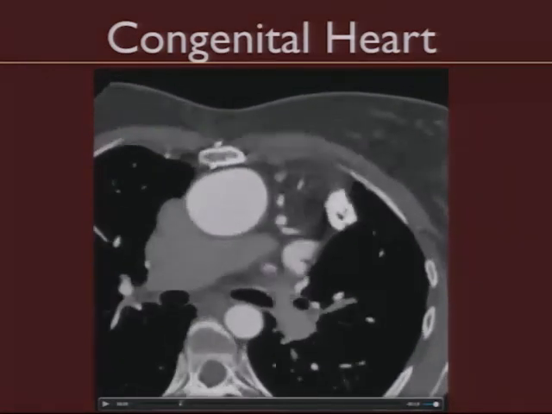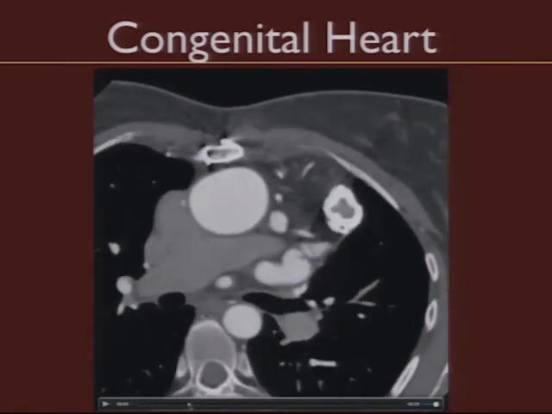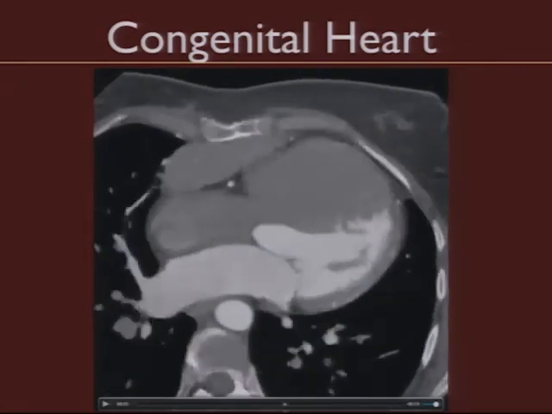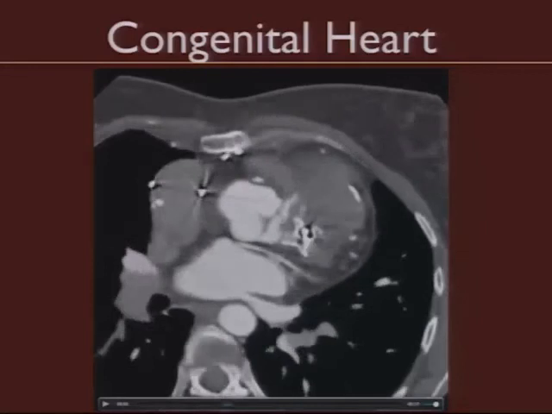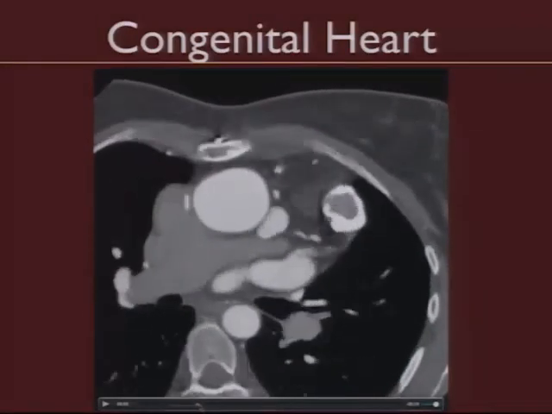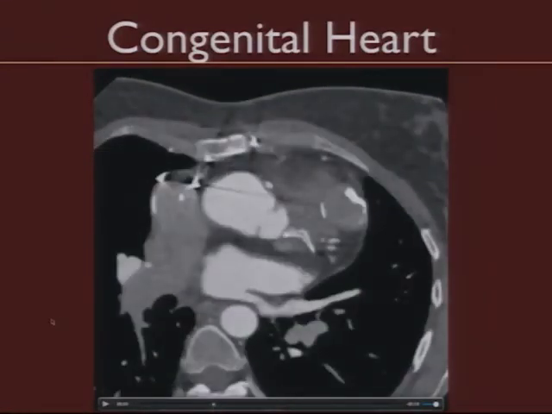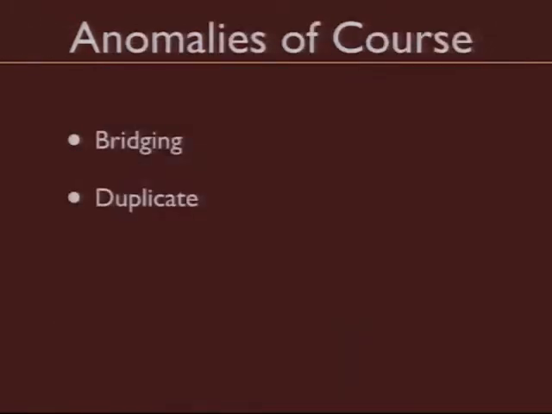And in addition, both the right and the LAD are coming off the left cusp, and the right coronary artery is then traversing over. In this case, it's not really truly an interarterial course, because there's essentially no pulmonary artery there because it has pulmonary artery atresia. So there's really not the same hemodynamics between the aorta and the pulmonary artery in this situation where there's pulmonary artery atresia. Here's just another combination.